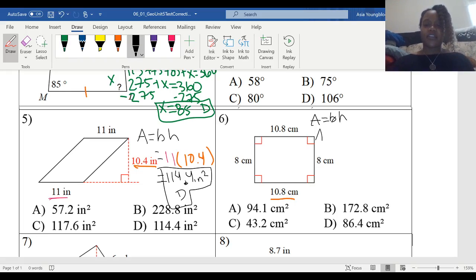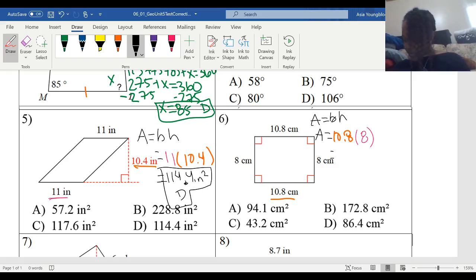So we're going to have the area is 10.8 times our height, which is 8. So in our calculator, 10.8 times 8 gets us 86.4 square centimeters.